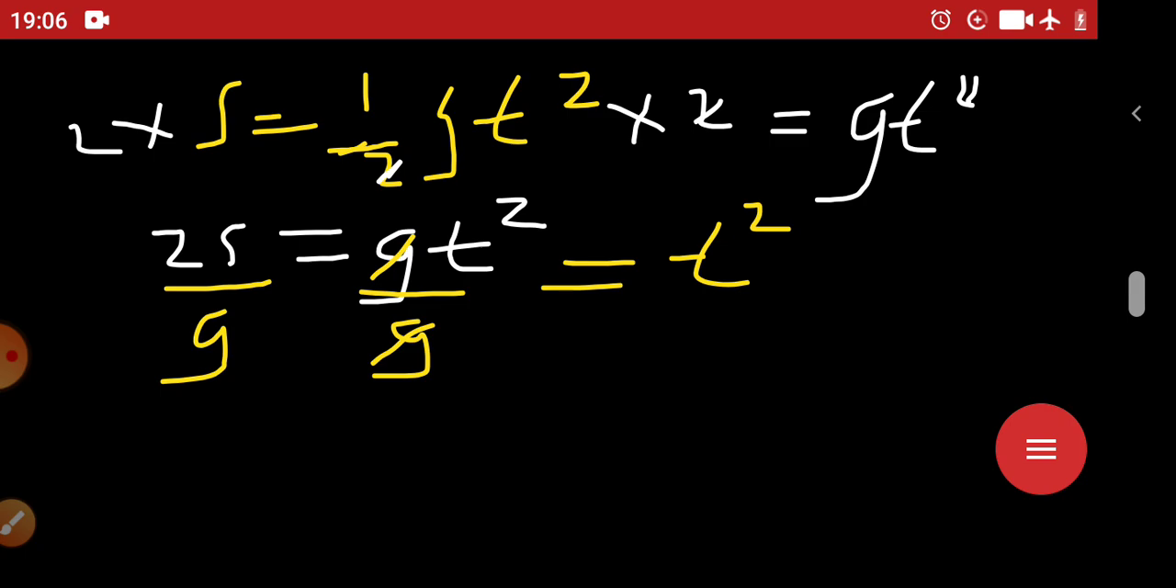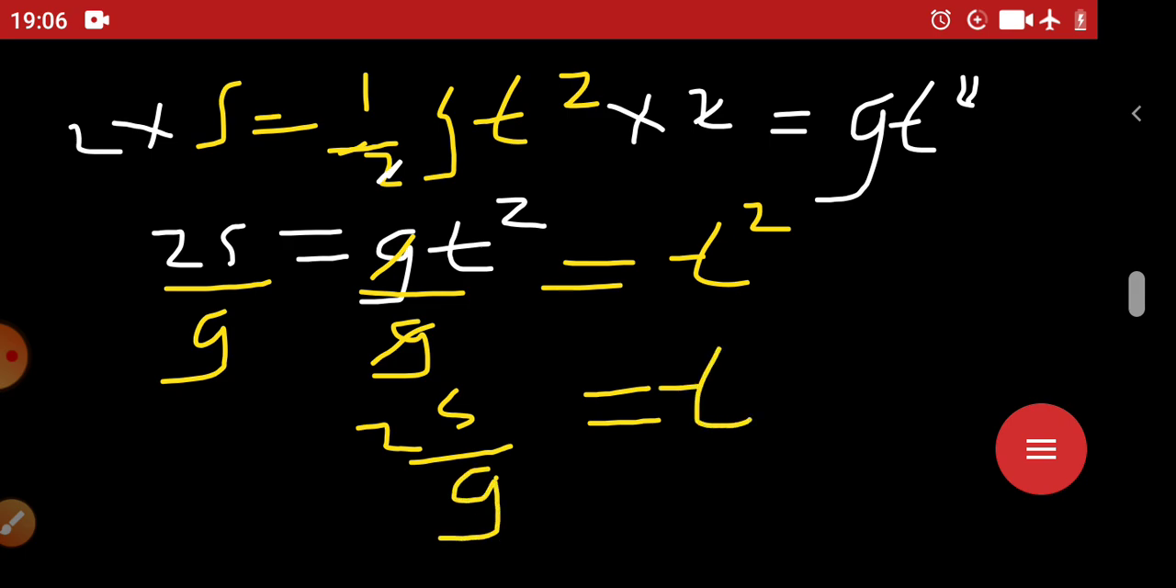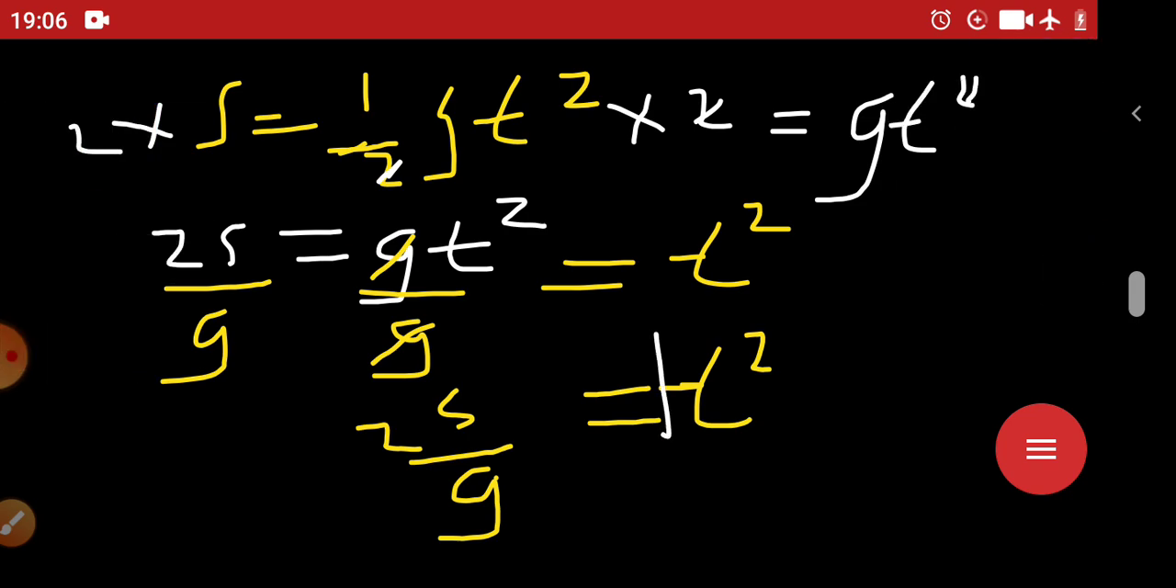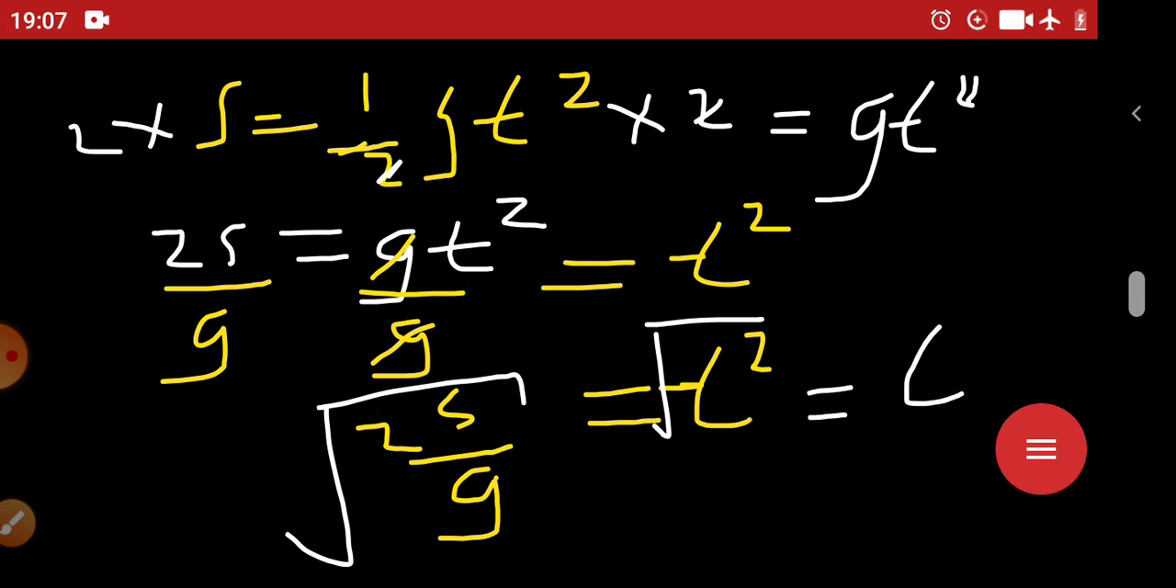So our final step now, let me write it here. We have 2s over g equal to t squared. The opposite of squaring will be taking the square root. That's why you need to take a square root both sides. Take the square root of this side, and the right hand side will be equal to t. So we have made t the subject of the formula.